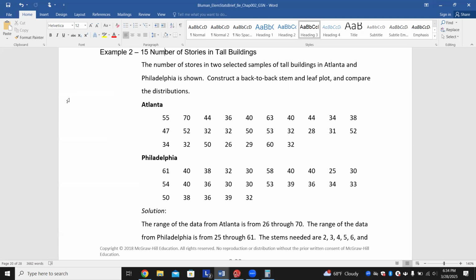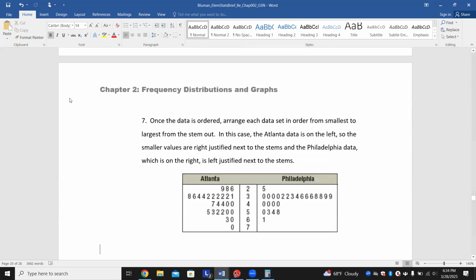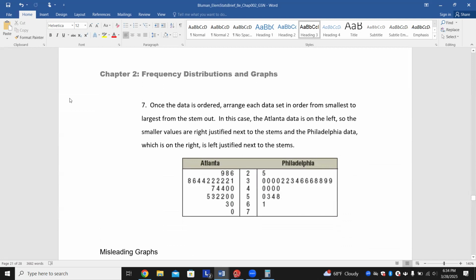So for Atlanta, it would go from 26 through 70. The range of the data for Philadelphia goes from 25 through 61. So what we'll do is argue that the stems probably need to be 2 through 6, since the 20s is the smallest number, and not 2 through 7, since 70 was the largest number on the other side. So once the data is ordered, we're going to arrange each data set in order from the smallest to the largest from the stem out.